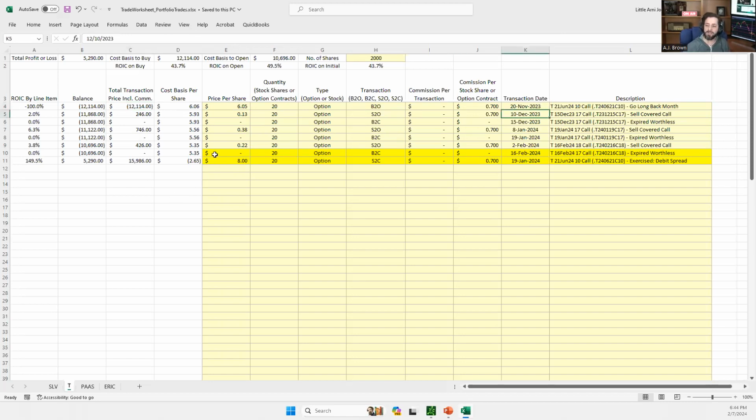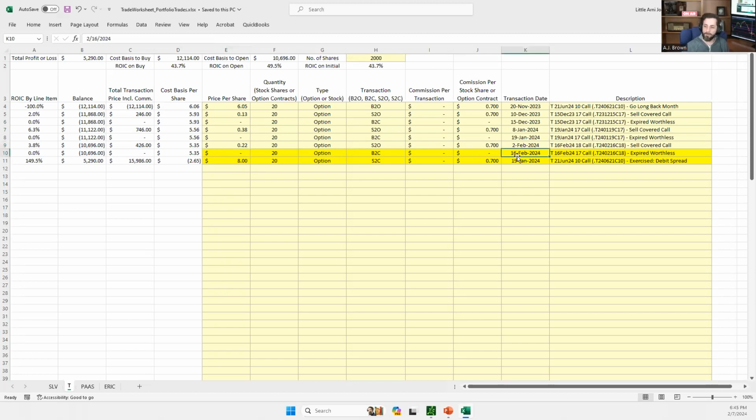The first time we sold premium, we got 13 cents, expired worthless. Next time, 38 cents. You can see in this column, it keeps track of our break-even price on the share. This particular worksheet also factors in what my commissions are. This most recent time on February 2nd, we sold for 22 cents.